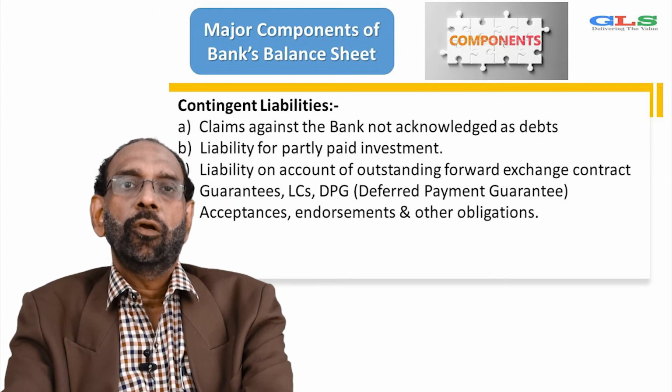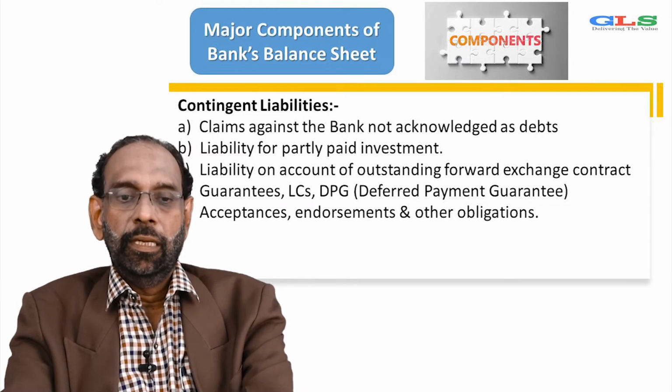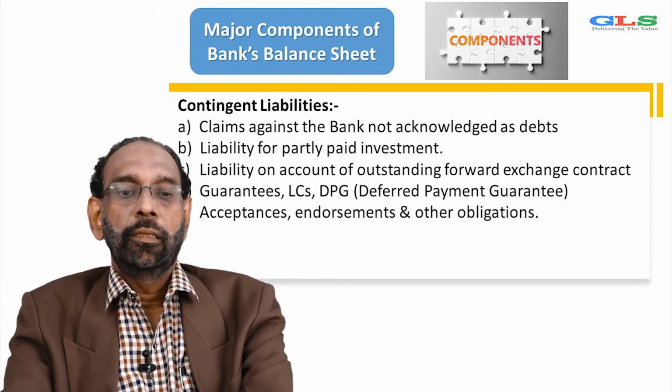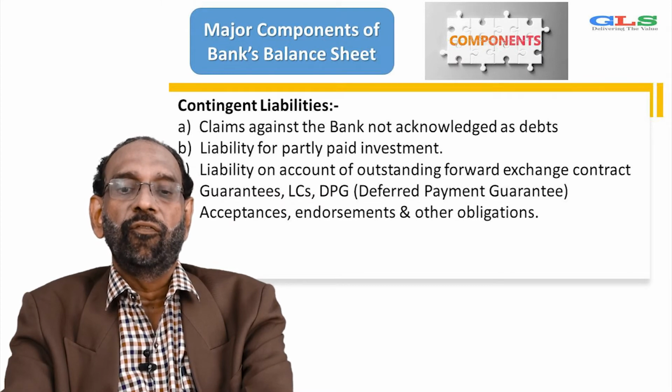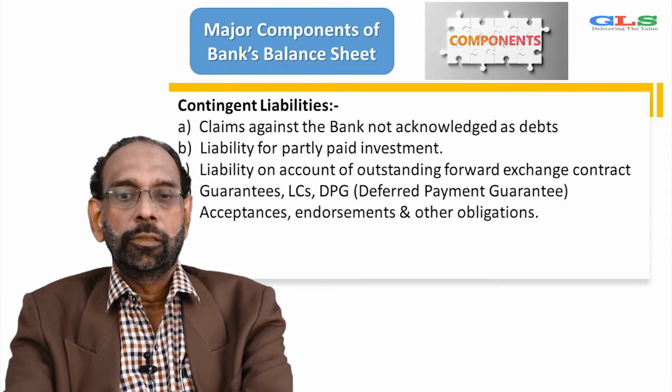Now we discuss contingent liability. It includes claims against the bank not acknowledged as debts, liability for partly paid investments, liability on account of outstanding forward exchange contracts, then guarantees, LCs, DPGs, where DPG means deferred payment guarantee, and lastly acceptances, endorsements and other obligations.